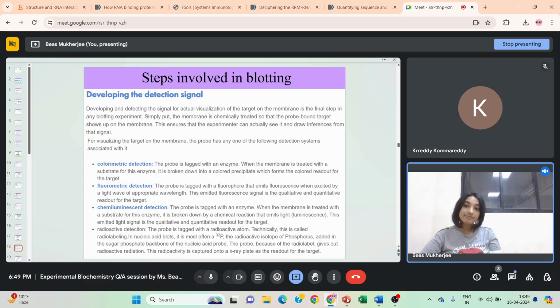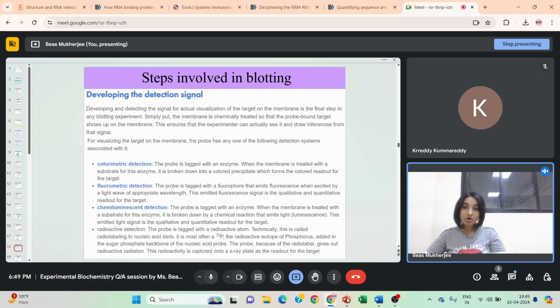Then we have the chemiluminescent detection, in which the probe is tagged with an enzyme. The enzyme is treated with a substrate for this enzyme, and it is broken down by chemical reaction that emits light or luminescence. This emitted light is the qualitative and quantitative readout of this target. Finally, and the most sensitive method is radioactive detection. The probe is tagged with radioactive atom. Technically, this is called radio labeling.